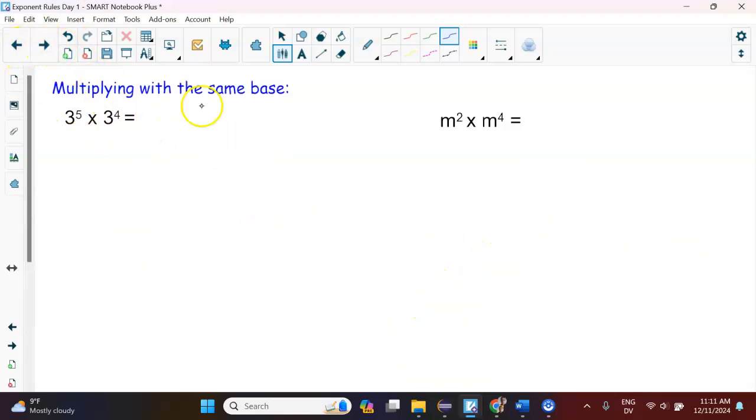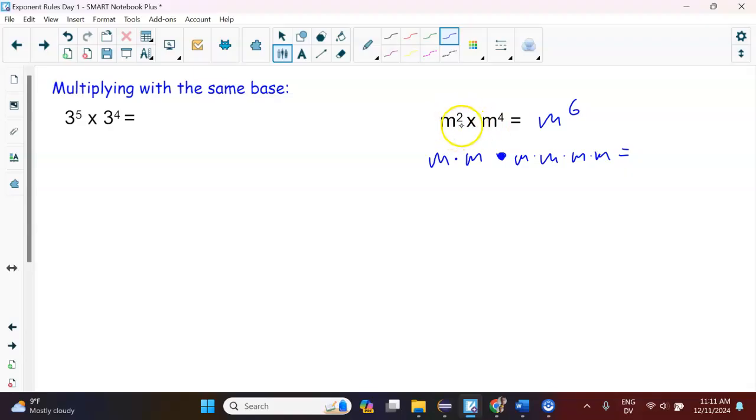So, okay, this is the final exponent rule today, which is multiplying with the same base. And the part that is confusing, I guess, is that kids would think this would maybe be like 9 to the 9th or something, but it's actually not. I'm going to try to explain it with the m's over here first. If we think of this in expanded form, m squared means m times m, and then m to the 4th is m times m times m times m. And so if you look, we have 6 total m's. Okay, so this becomes m to the 6th.